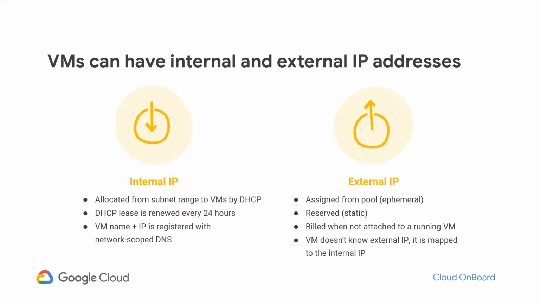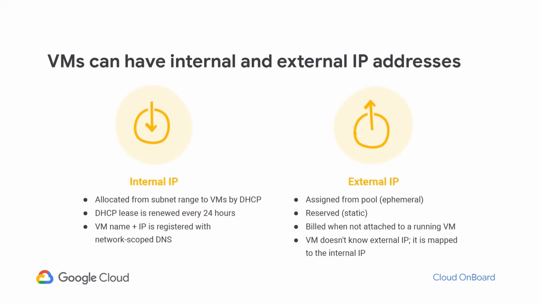The external IP address can be assigned from a pool, which makes it ephemeral, or it can be assigned as a reserved external IP address, making it pretty static. And remember that you will be billed for reserving an external IP address when it's not attached to a running VM. So let's say you have asked for a specific static IP and then you're not using it, then GCP will bill you for that. All right, and that's how you understand why there's a need for an internal IP address and why there's a need for an external IP address.